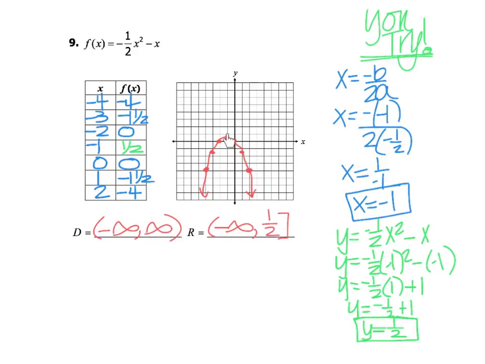Plot all of our points, connect our dots, and we know it's a parabola that should be opening down because we have a negative a. And there's our graph. Domain is all real numbers because it goes left and right forever. Range, we know it goes down forever, but it doesn't go up forever. It stops at y equals 1/2. So we say from negative infinity to 1/2. And that is our range.